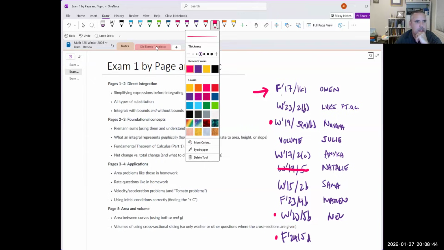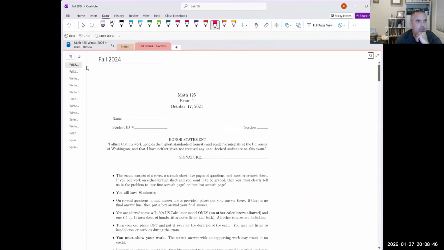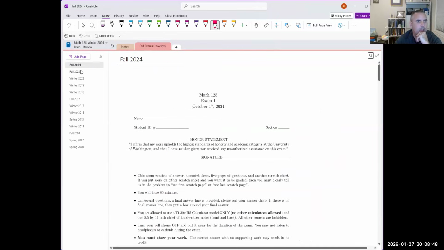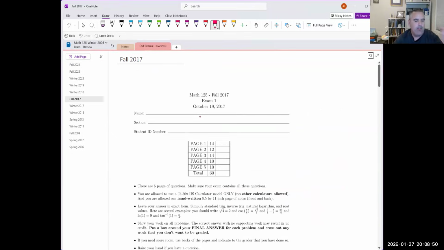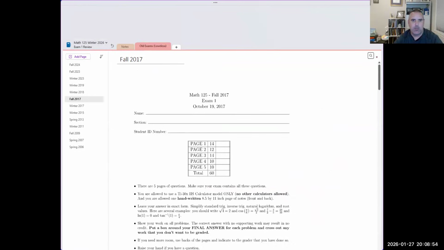Fall 2017, 1C. This one? I think, even without looking at it, I suspect it's an ugly looking problem.